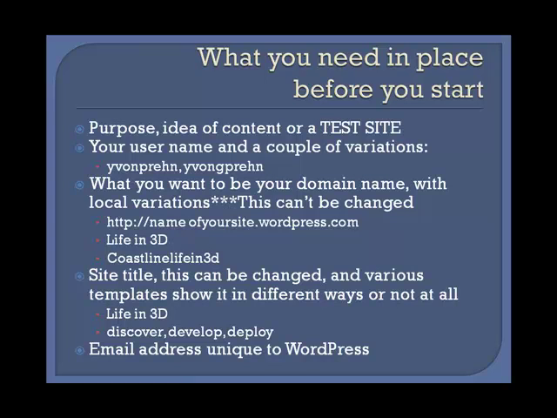But I've done a lot of stuff with WordPress, and I know that they might already have that name in their system, so I might use my middle initial, which is G. Have a couple of options like that so you don't get all frazzled if it rejects the first thing that you put down. Then, what do you want your domain name to be with some local variations?